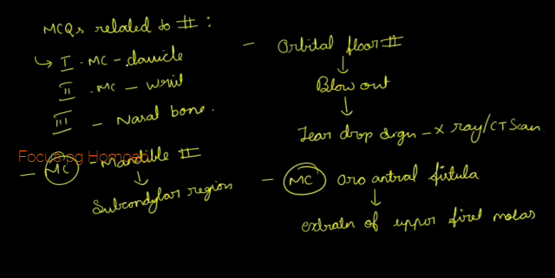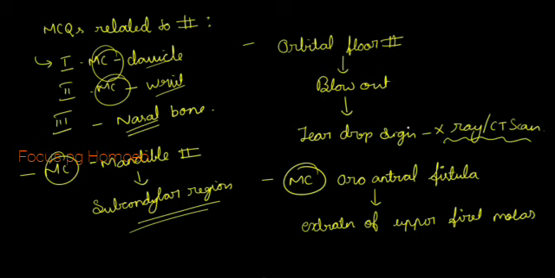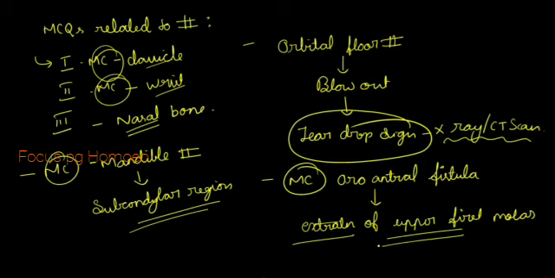Okay. So the first most common is clavicle, the second most common is wrist fracture, and the third most common is nasal bone. The most common mandibular fracture is in the subcondylar region. In case of orbital floor fracture, on X-ray and CT scan, we get one particular sign called the teardrop sign. And the most common cause of oroantral fistula is extraction of the upper first molar. Okay, now we are moving on to the next topic, regarding inverted papilloma.